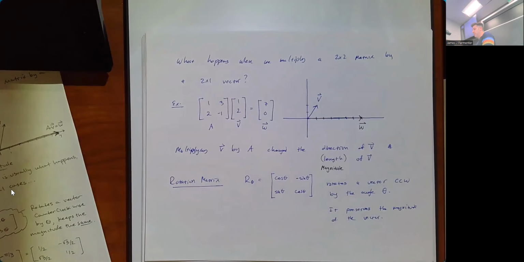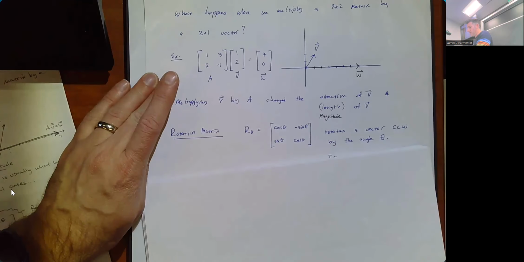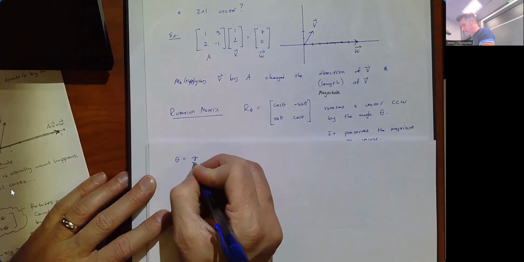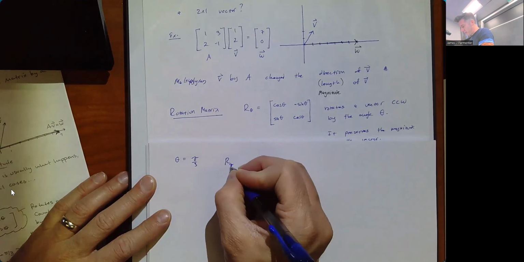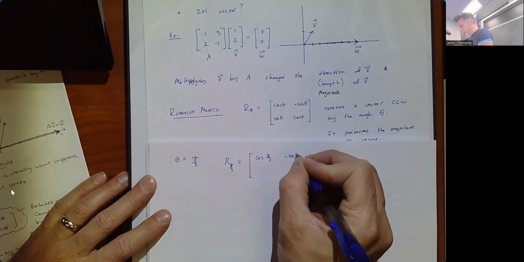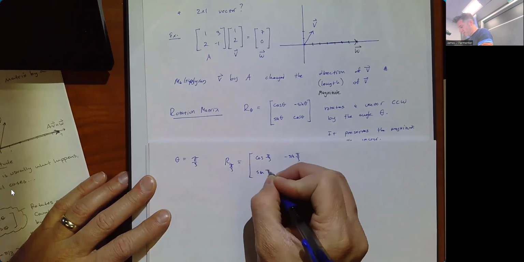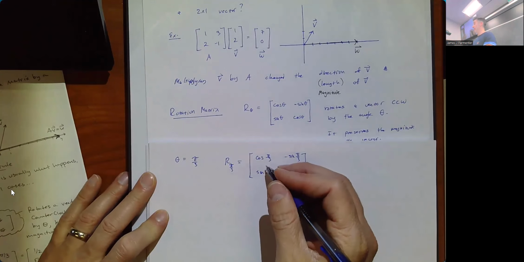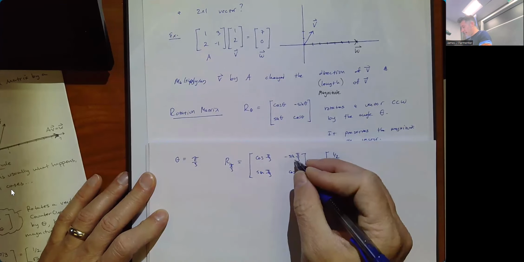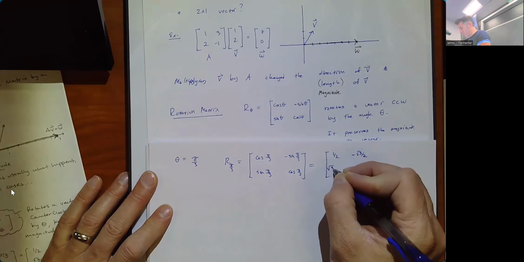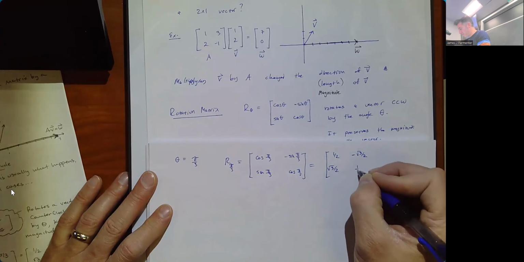Kind of neat. Let me show you an easy example, if you remember your trigonometry. Let's say our angle was pi over 3. So for theta equals pi over 3, r sub pi over 3 is going to be the matrix cosine pi over 3, negative sine pi over 3, sine pi over 3, cosine pi over 3, which is equal to, let's see, cosine of pi over 3 is 1/2. Sine of pi over 3 is root 3 over 2. So we get a negative root 3 over 2, and then we get a root 3 over 2 and a 1/2.